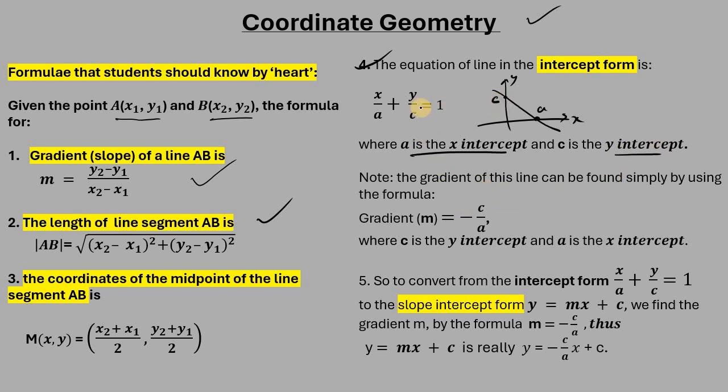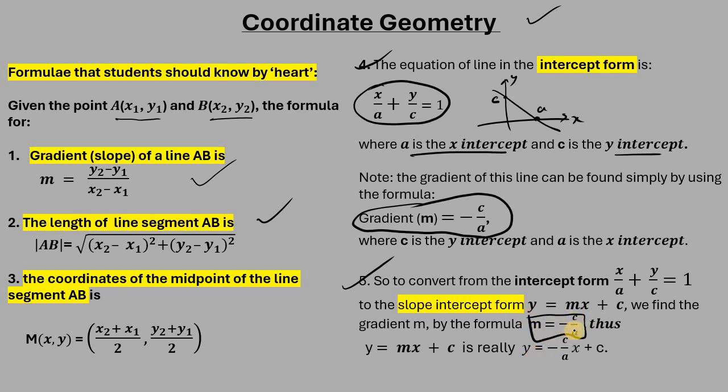And of course, if you're given this, you can find the gradient by finding the negative of the C value divided by the A value. And that's what it says here. So, going on to point 5, you can move from the intercept form to the slope-intercept form again by taking the negative of the C value divided by A, and that's how you find the gradient here. Once you have that, you can replace the m with negative c over a. You're using this form really, but it's still y equals mx plus c, just that the gradient is negative c over a from this form.